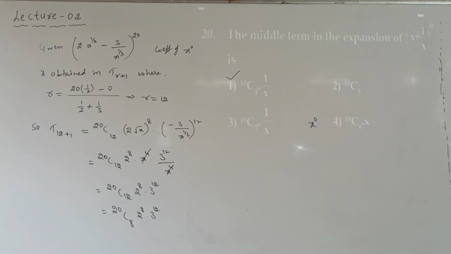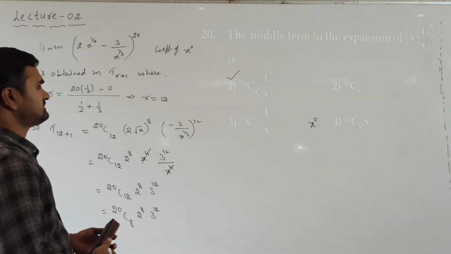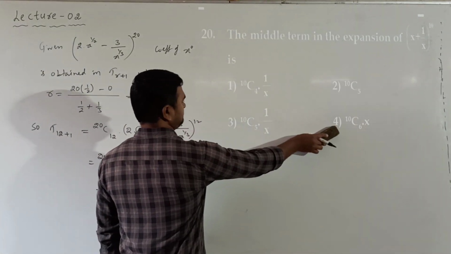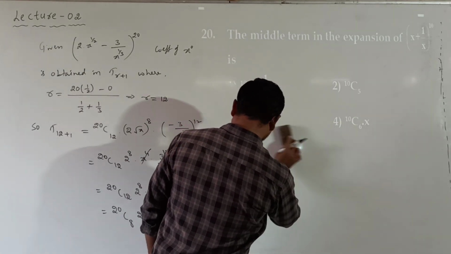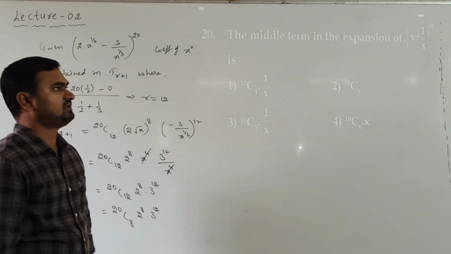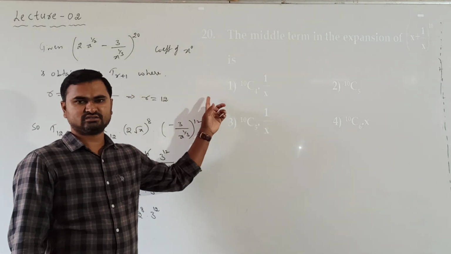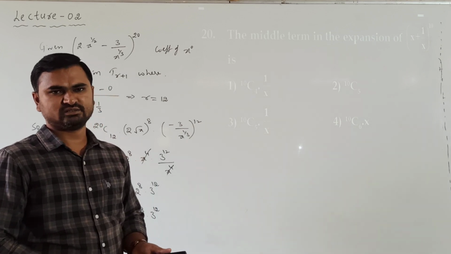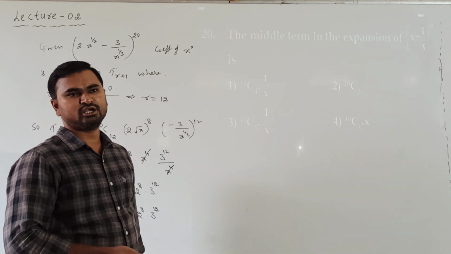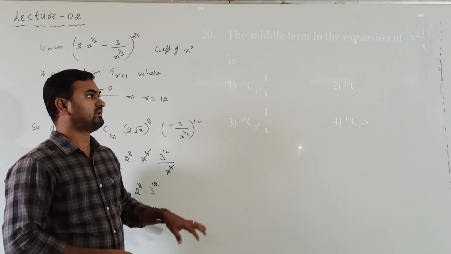Let's see the next question. The middle term in the expansion of (x + 1/x)^10 is. So in this expansion we need the middle term. The formula we studied for the middle term when the power is even: power even means we get only one middle term. When power n is even, the middle term is T(n/2 + 1). That is the only middle term.